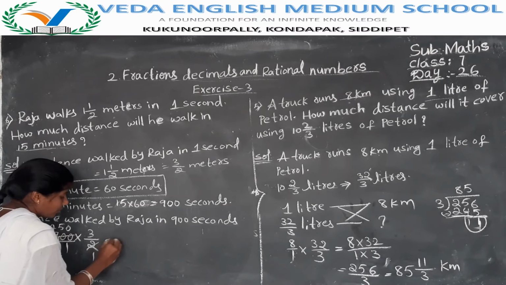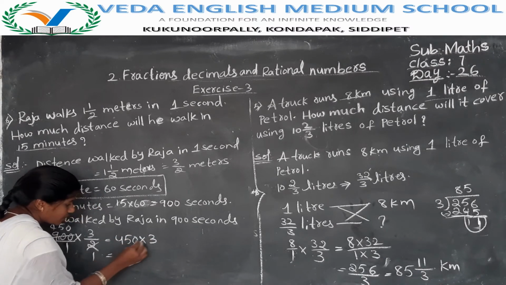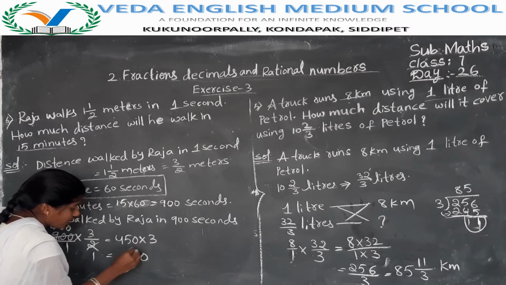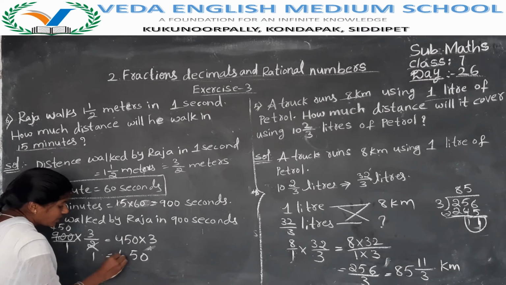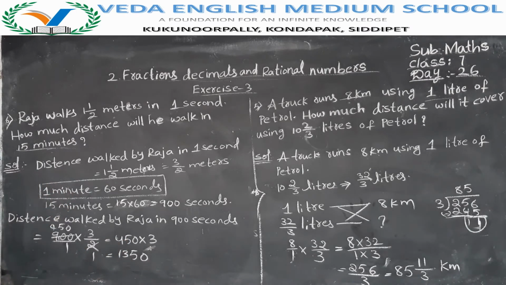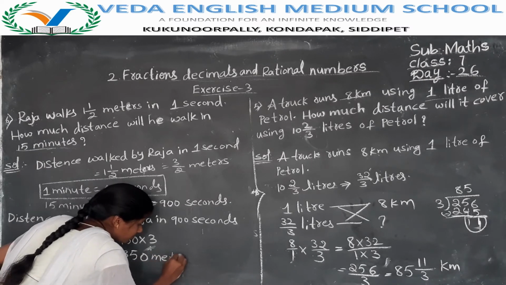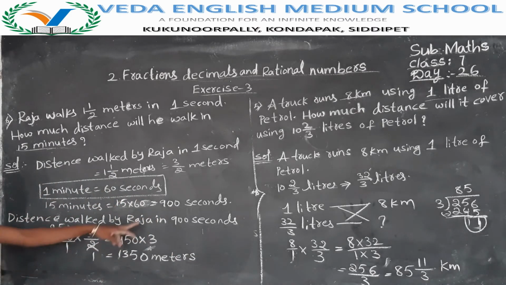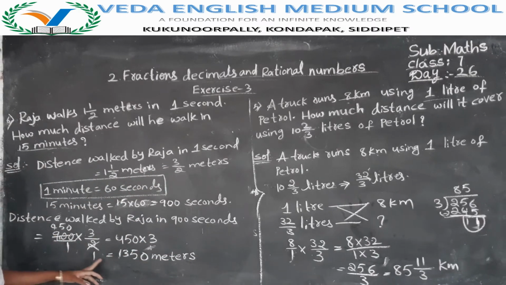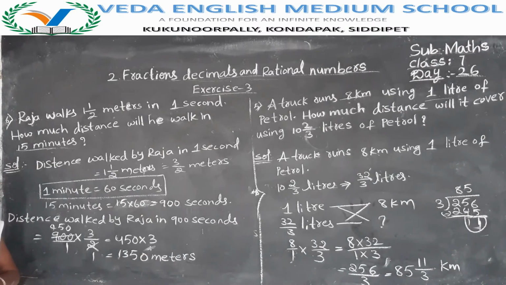Now here 450 into 3. Now multiply. 450 into 3 gives 3 zeros are 0. 3 5s are 15. 5 we have to write here. 1 becomes carry. 3 4s are 12. 12 plus 1 is 13. So in 900 seconds he will walk 1350 meters. For 1 second he will walk 3/2 meters. For 900 seconds he will walk 1350 meters. Understand?